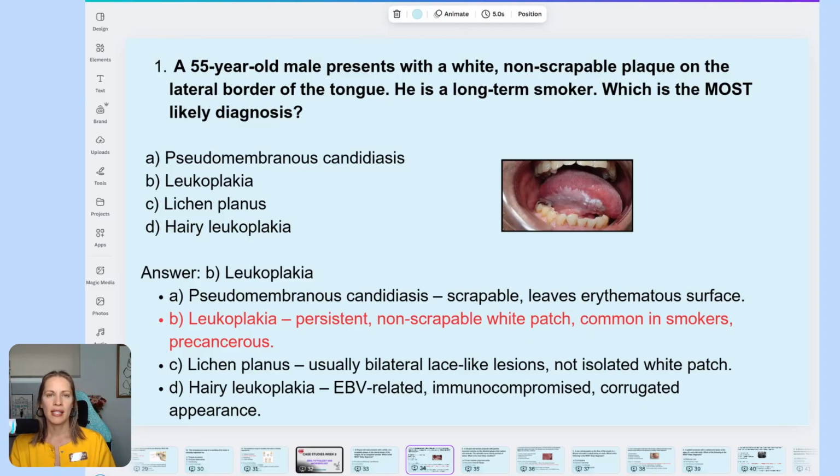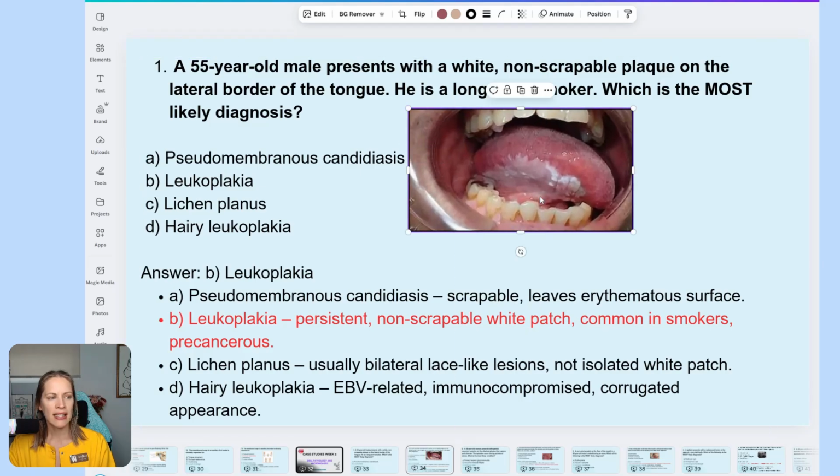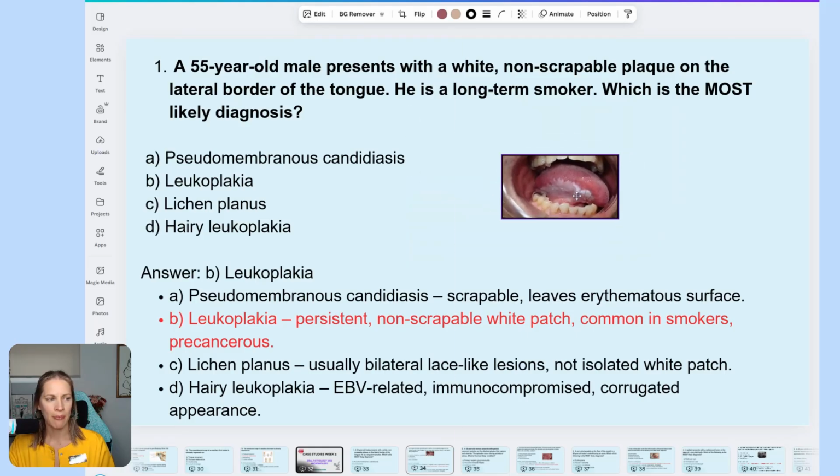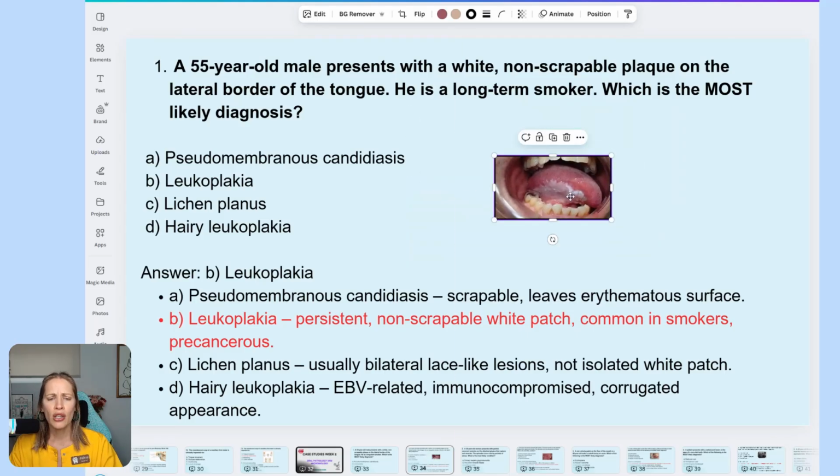And when I go through this in my live classes, I'm also going to go over the rationales with you. I do have a little photo here. This is just kind of an example of what a white plaque could look like. This looks like it's a little bit on the side of the tongue, but it's more so under the tongue. And this question was specific to the side of the tongue. So just keep that in mind. But leukoplakia is the best answer because leukoplakia, in its definition, is a white plaque that cannot be scraped off.